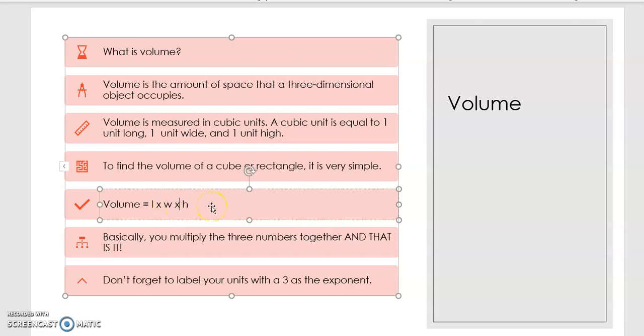Now you're going to see the formula not have these x's in between, and they're all going to be squished up together. It's going to just be like LWH or something like that. But remember, when we're talking algebra, you don't have to have these x's in between, because when you go up in math, this looks like L times W times H. So now that we're halfway through the year in 7th grade, you might just see the formula looking like this. But just know, you take the three numbers and you multiply them together, and that is it. So again, don't forget to label your units with a 3 as the exponent, and we'll go over that in a second.